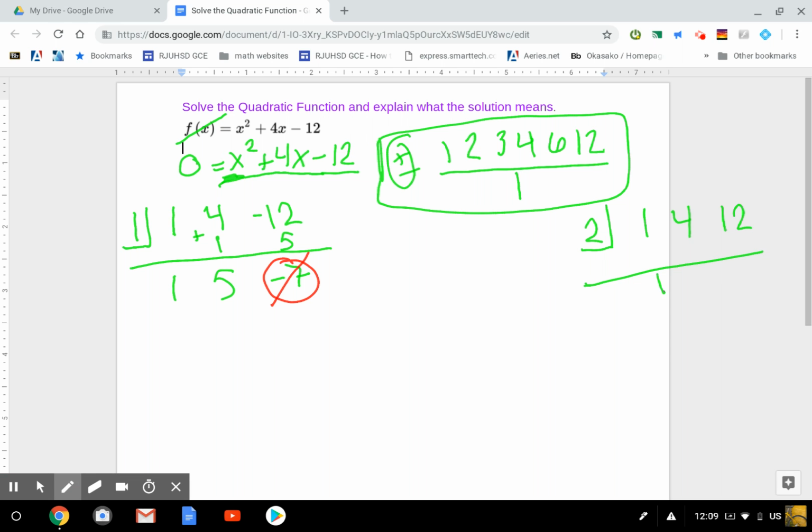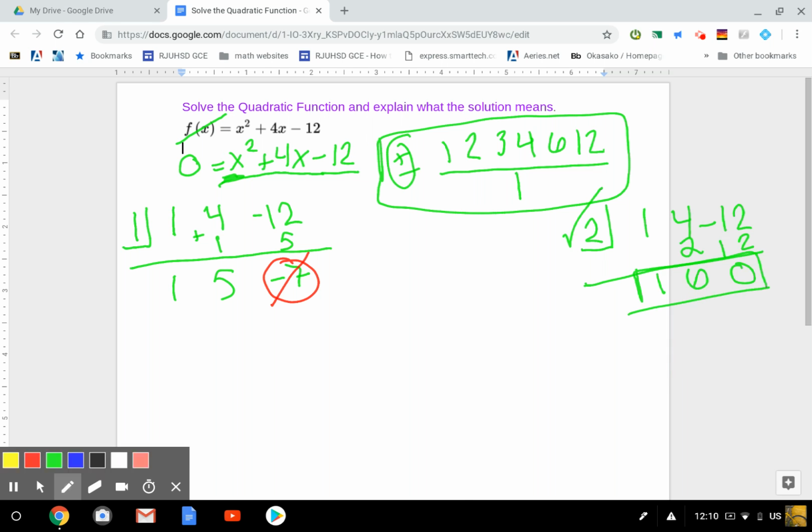Bring down the 1. 1 times 2 is 2. That added together is 6. This is 12. This is a negative 12. So negative 12 plus a positive 12 is 0. We know that this works. So now we have our bottom here, and we can make this into a completely new function.